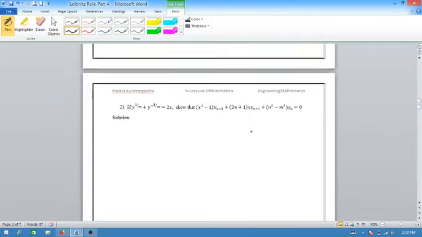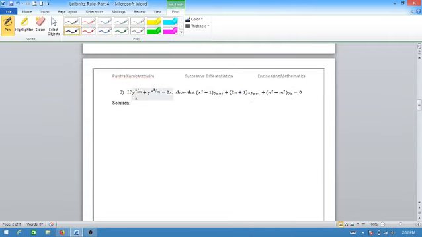For the second problem, I have considered y raised to 1 by m plus y raised to minus 1 by m is equal to 2x. Then we need to show the result. So first, what we will do is simplify this function. Given y raised to 1 by m plus y raised to minus 1 by m is equal to 2x, right? I can write it as y raised to 1 by m plus 1 divided by y raised to 1 by m is equal to 2x.